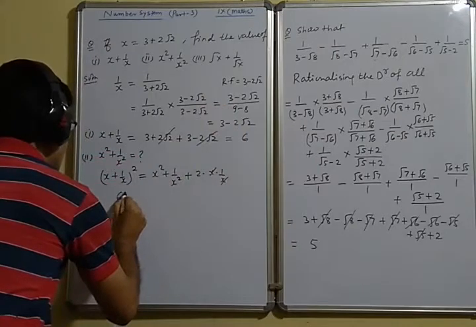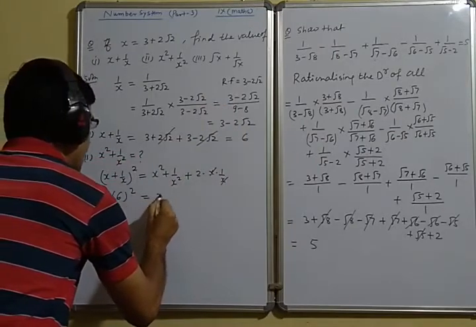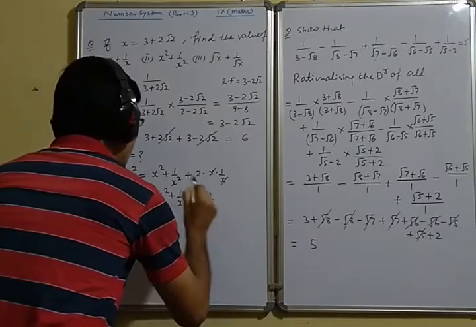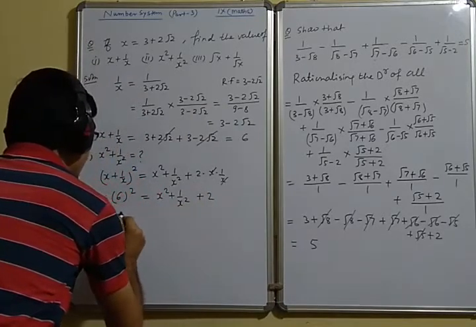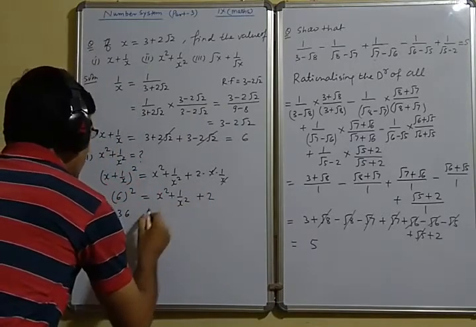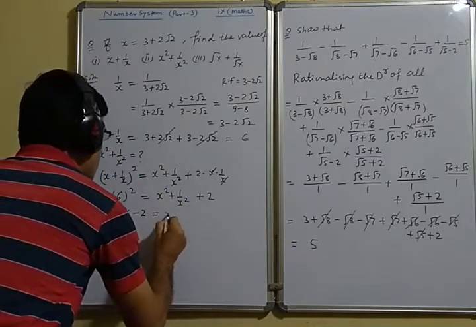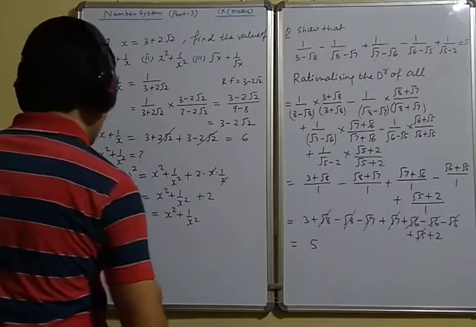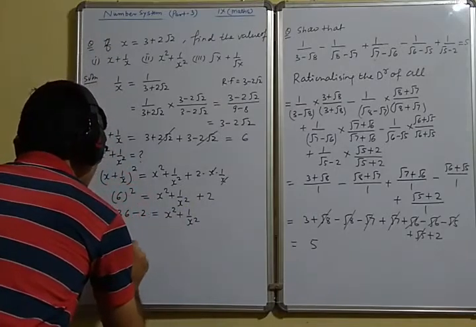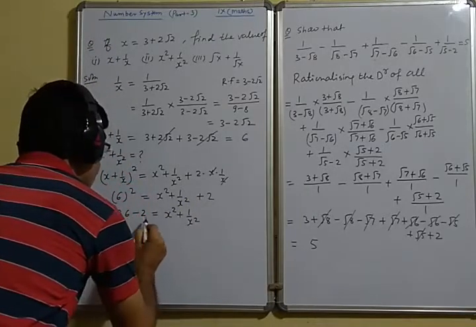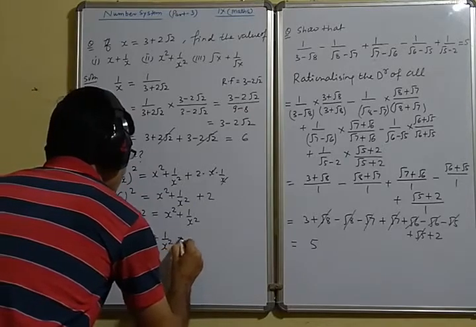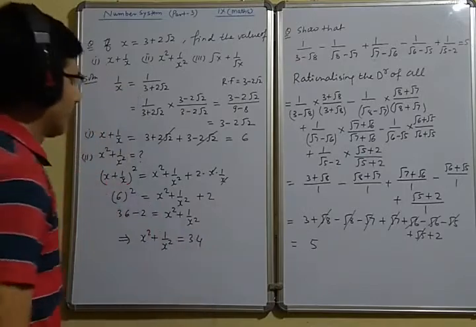So it becomes 6 whole square, that is equal to x square plus 1 upon x square plus 2. This implies 36, and on transposing minus 2, is equal to x square plus 1 upon x square, and this is equal to 34. So x square plus 1 upon x square is equal to 34.